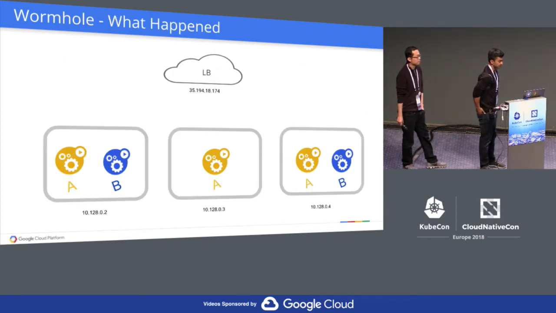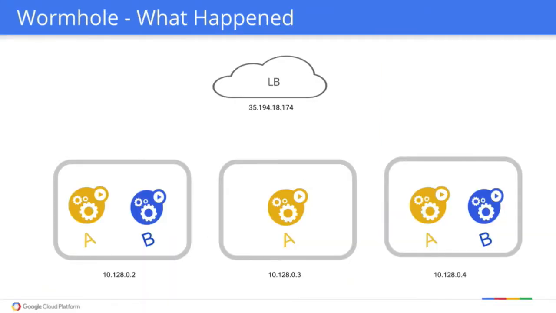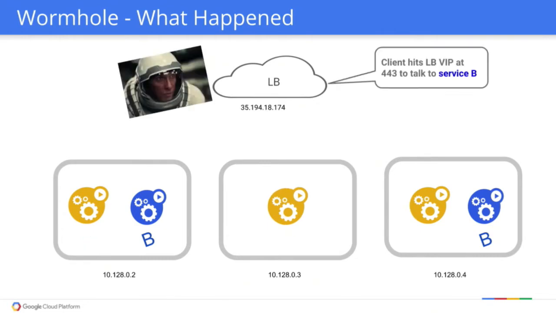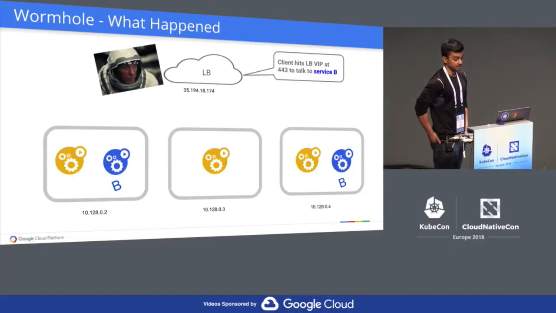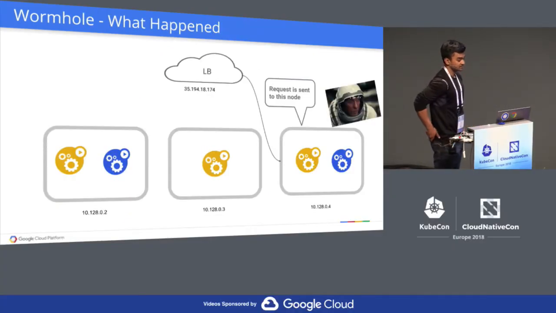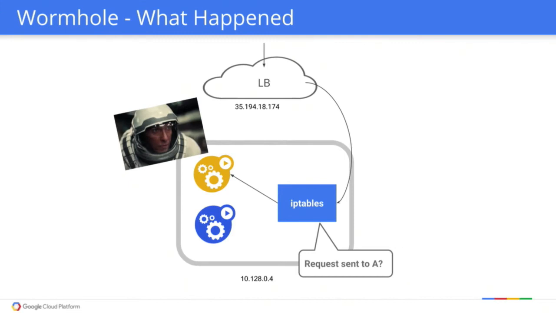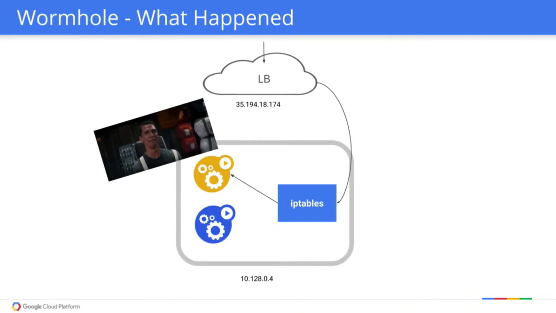So how this looks: we have our load balancer and 3 nodes. The daemon set exists on all 3 nodes, and the deployment exists on the left and right ones. We can represent our packet again with our astronaut, and he hits the load balancer VIP at port 443 to talk to B, and he gets routed to this node. This is a particularly unlucky node, as you'll see in a second, because it contains both A and B. So the request was intended for B, but it got sent to A. And that makes him very sad.